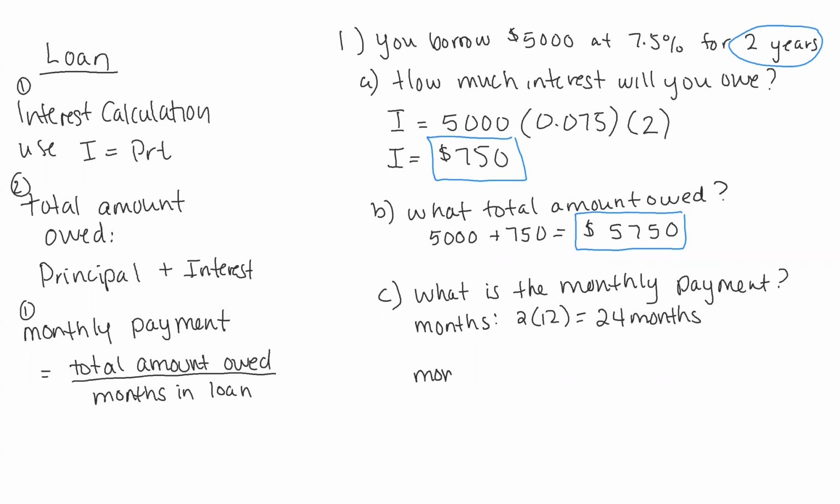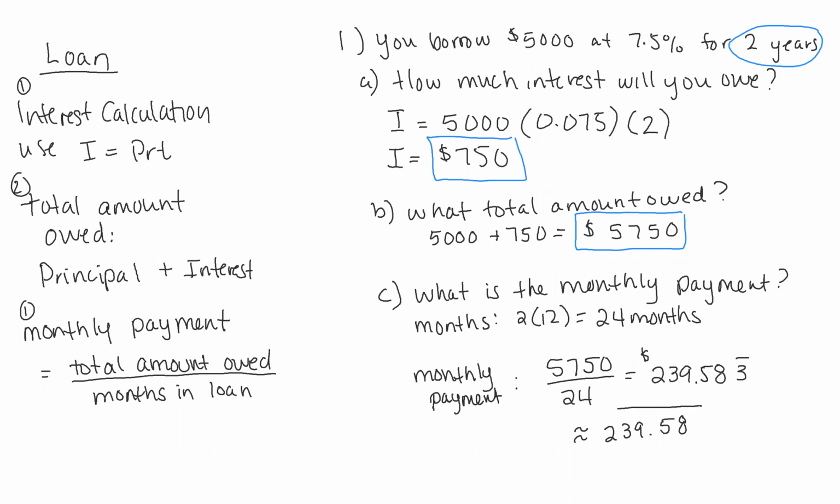Okay, so the monthly payment is going to be the result from part B, the total amount owed, $5,750. And we have 24 months to make this happen. So we take the 5,750, we divide it by 24, and I end up getting 239.583 repeating. So we're going to say our monthly payment is 239.58. You definitely want to round. So our monthly payment there is $239.58. Let's go ahead and look at another example.